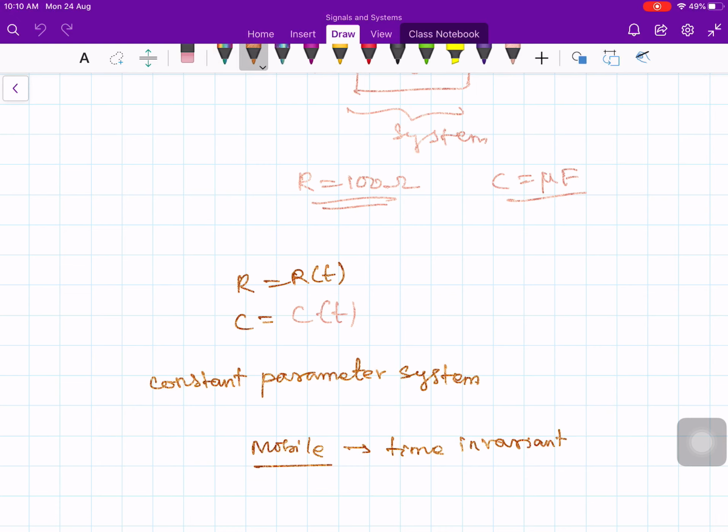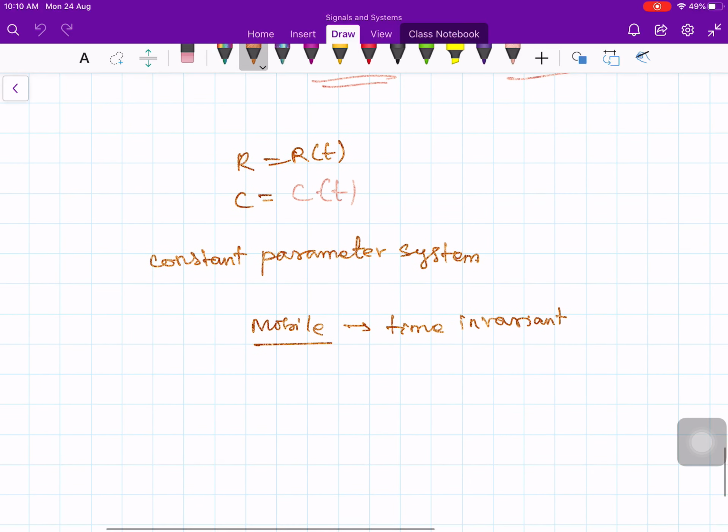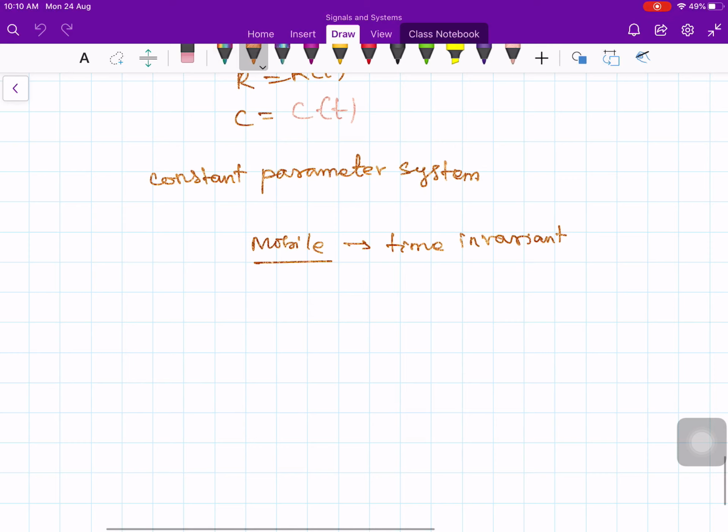So if R, L and C are now fixed with respect to time, then you can use those components and build some circuit, and that is called a constant parameter system. On the other hand, suppose you have a device in which an inductance or resistance or capacitance is continuously changing with respect to time, then it becomes a time variable system.